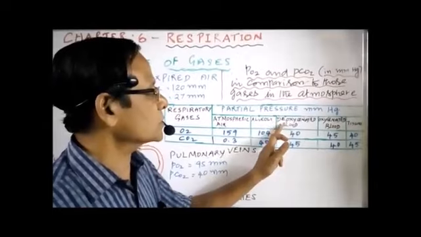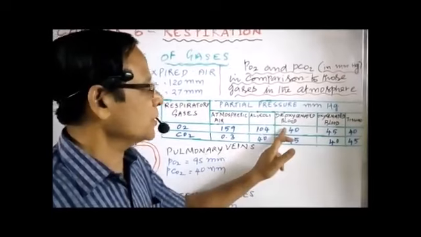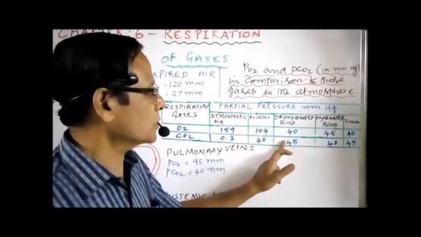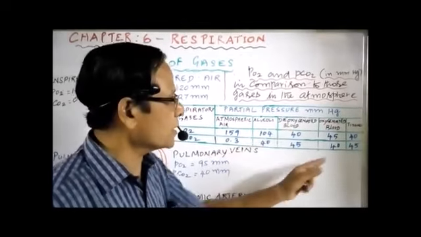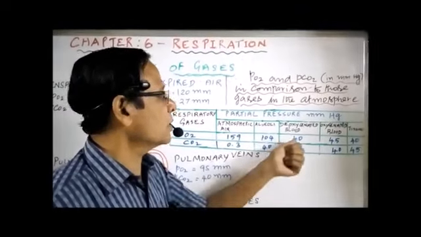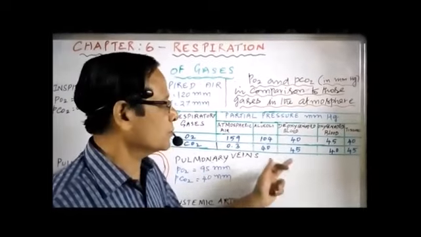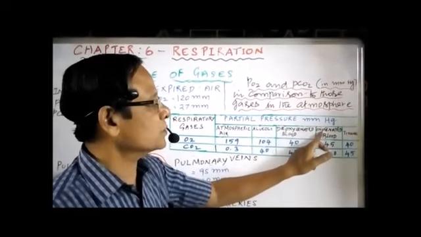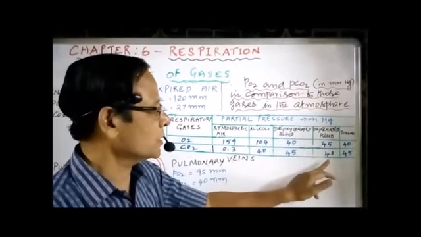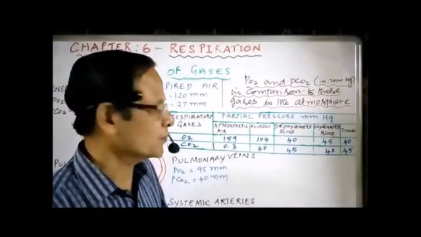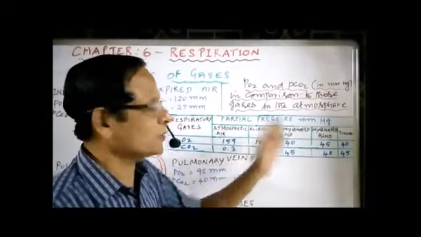Now in the case of deoxygenated blood and the tissues, we have the same values, that is PO2 is 40 and PCO2 is 45. So in the deoxygenated blood and the tissues, the oxygen level is 40 millimeter mercury and the carbon dioxide level is 45 millimeter mercury. But in the case of oxygenated blood, the level of oxygen is higher. So the PO2 is 95 millimeter mercury and PCO2 is 40 millimeter mercury. So this is a table showing the PCO2 and PO2 in different places.